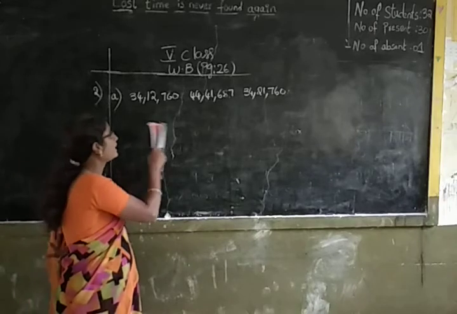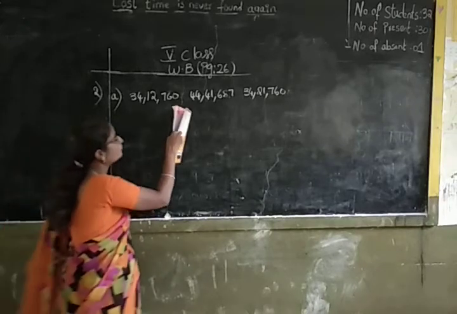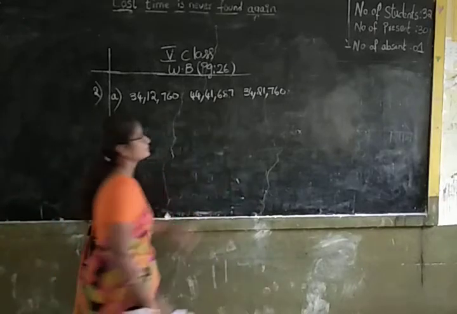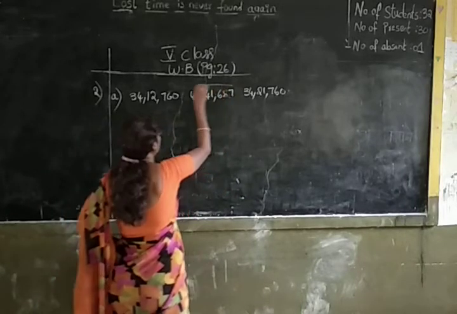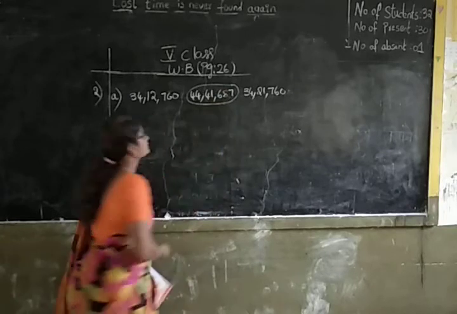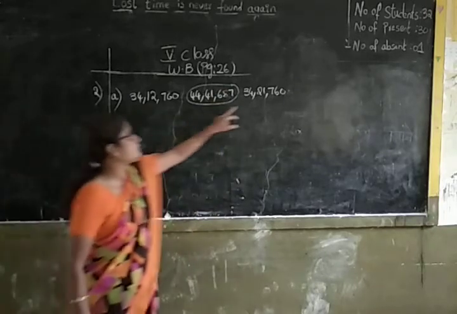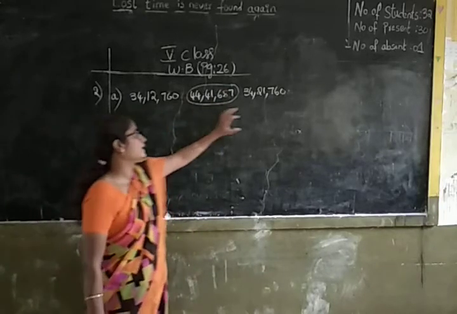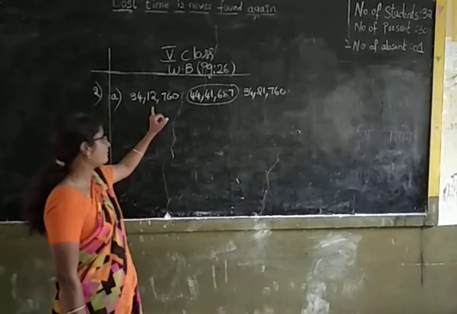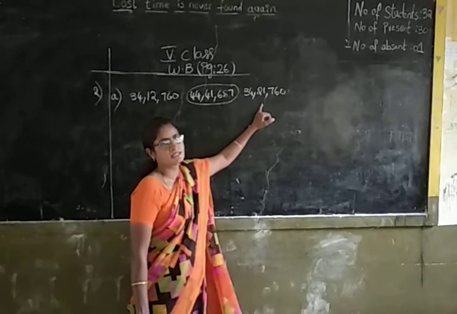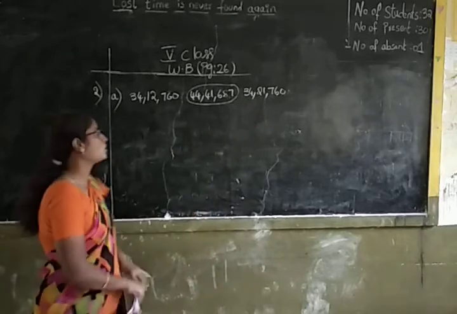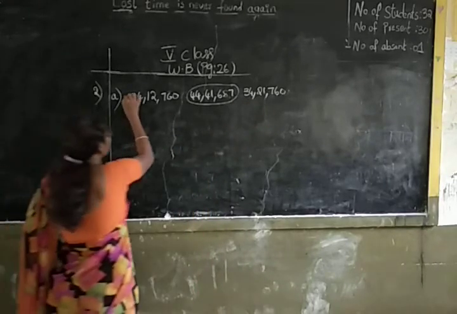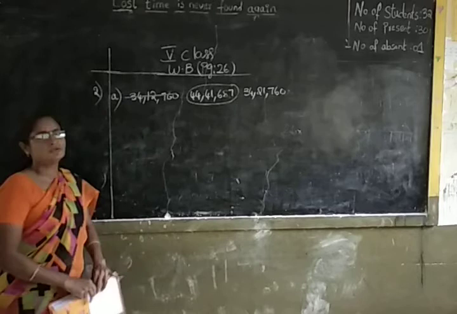Here 34 lakhs, 44 lakhs, 34 lakhs. So 44 lakhs is the biggest number, so you have to circle 44 lakhs. These two numbers are having 34 in their lakhs place, and this number is having 12 in its thousands period, and this number is having 21 in its thousands period. So this is the smallest number, so you have to cross it away.